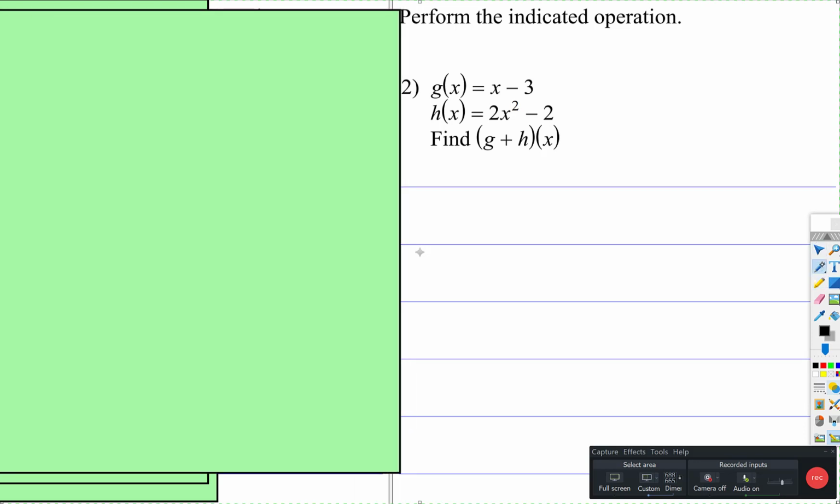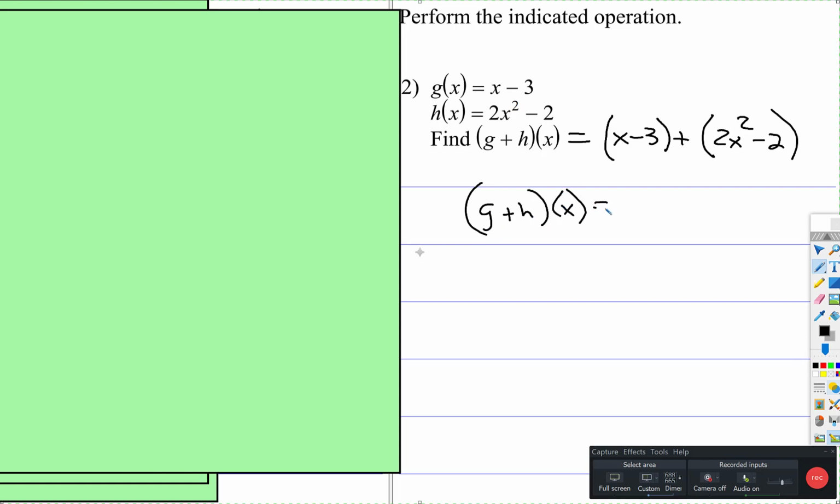This is the different notation, where instead of it being two separate h of x plus g of x, we have the g plus h in parentheses of x. But the process is the same. But now you bring down the g of x, which is x subtract 3. And this is plus, so plus 2x squared minus 2. And then you bring down the notation again. Remember, these are called composition of functions because we're composing a brand new function based off two given functions.